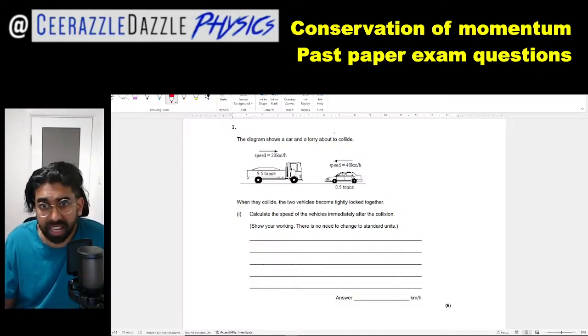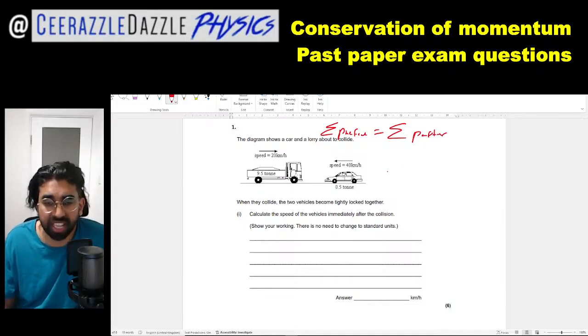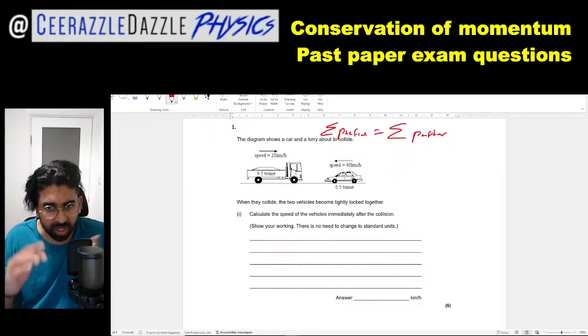So in simple terms, we can say that the sum of the momentum before is equal to the sum of the momentum afterwards in any single collision, provided that there are no external forces acting such as friction. Don't forget, this symbol means sigma, which means the total.